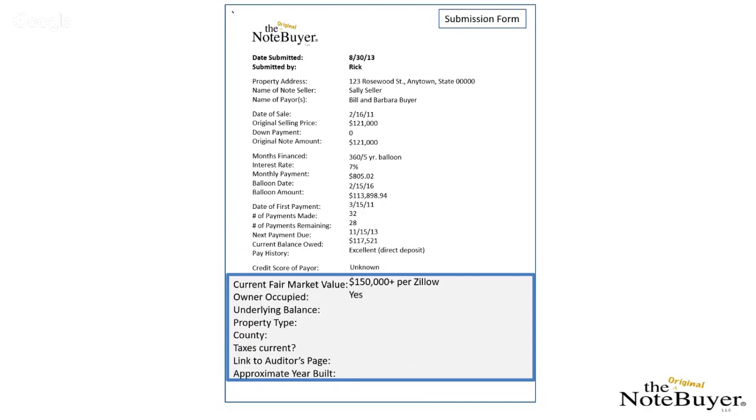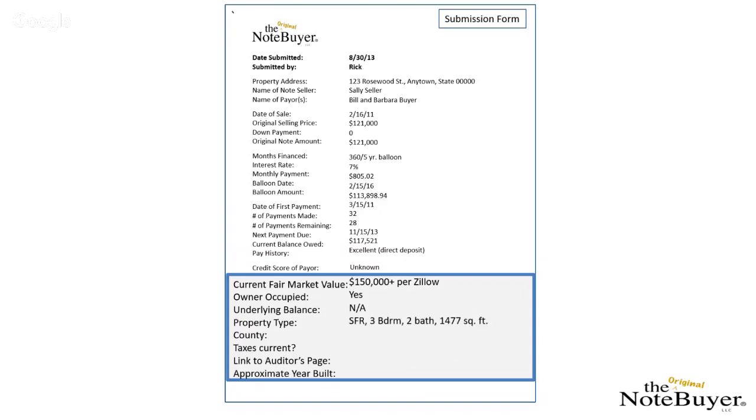So on this one, we know that it is owner occupied. There's no underlying balance. What is an underlying balance? That is if the note seller still owes the bank some money. Are they collecting payments on this mortgage and then turning around and making a payment to the bank? And if they're not, then there is no underlying balance.